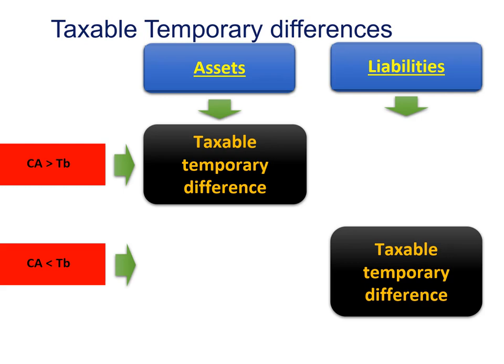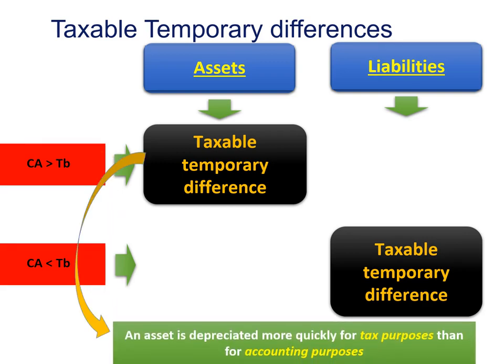Now, in the case of a liability, a carrying amount may be less than the tax base, in which case we are saying that results in a taxable temporary difference. So if you think about certain liabilities that have a tax base but have no carrying amount, then it means that from the tax point of view we are going to have a future liability. So in the case of an asset, if we depreciate it more quickly for tax purposes than for accounting purposes, that's the most common deferred tax item that you normally see out there.